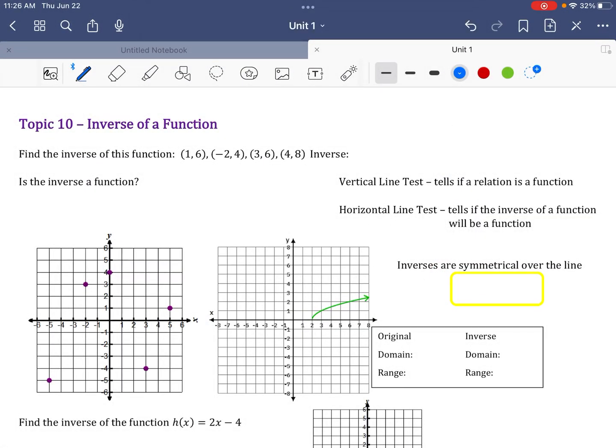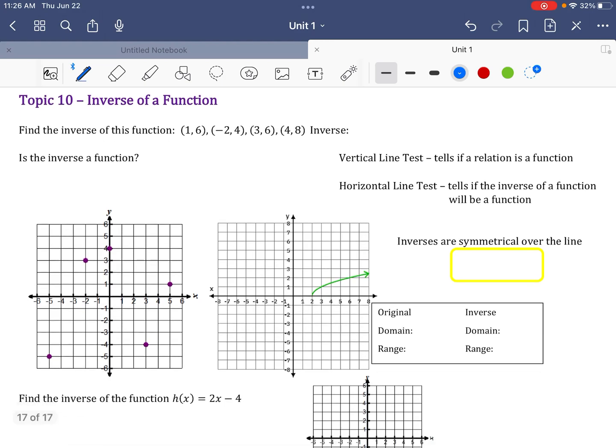All right, our last topic in chapter 1 is inverses. So when you do the inverse of a function, back in Algebra 1, you learned how to do the inverse of something. Now, when you have a set of points, it's called a relation. And to be a function, remember that your x values cannot repeat because you have to pass something called the vertical line test to be a function.